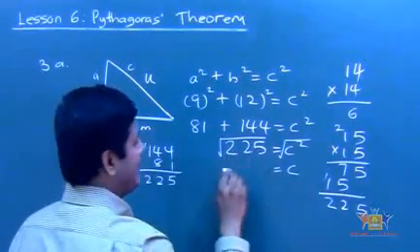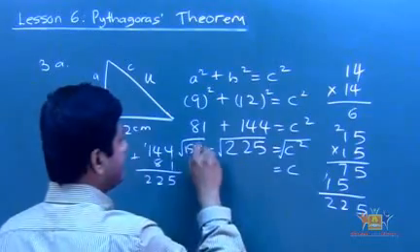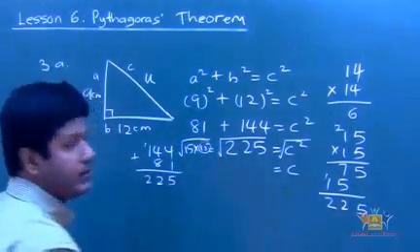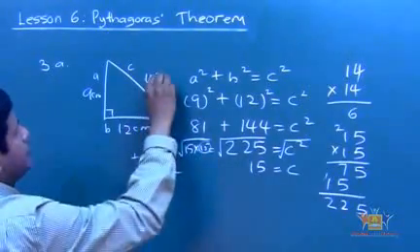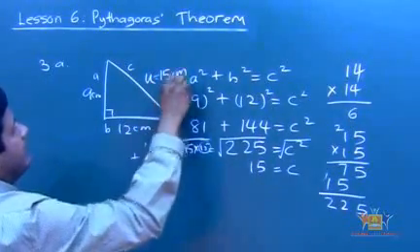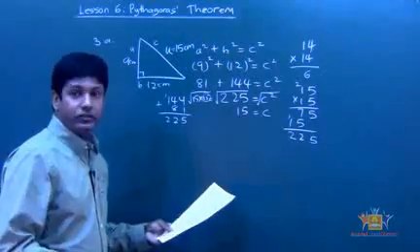225. That means 15 times 15. So you know that 15 times 15, when you square it, you only need 1. So that means C equals 15, which means the hypotenuse equals 15 centimeters. Alright, 15 centimeters. Alright, let's do problem B.